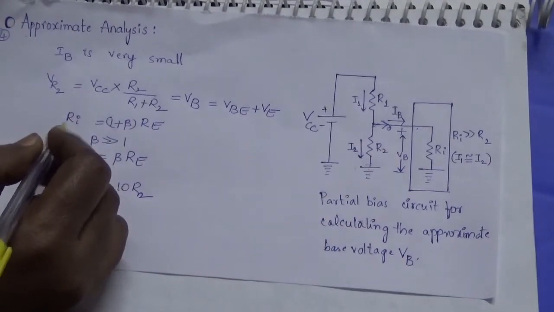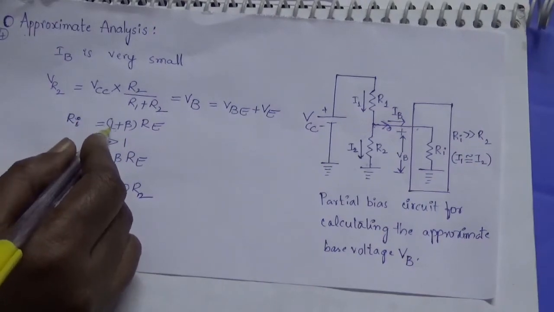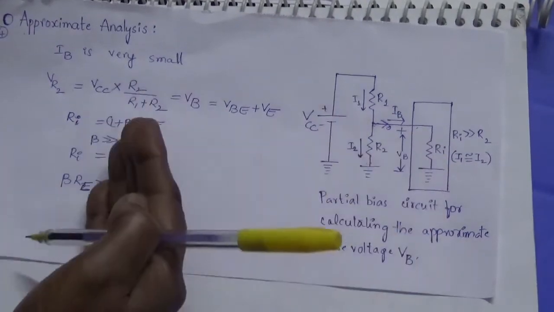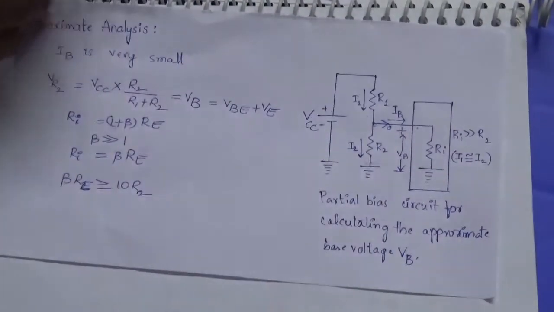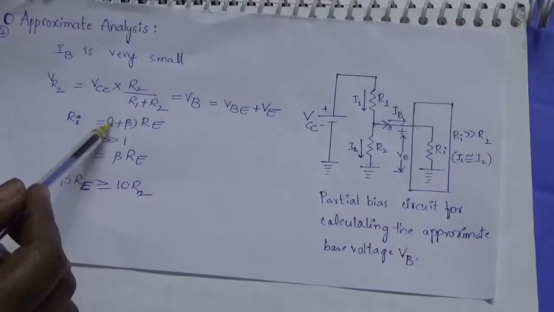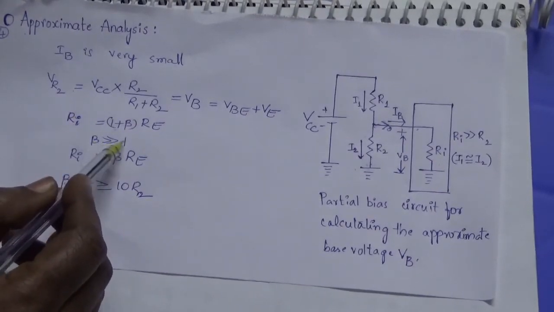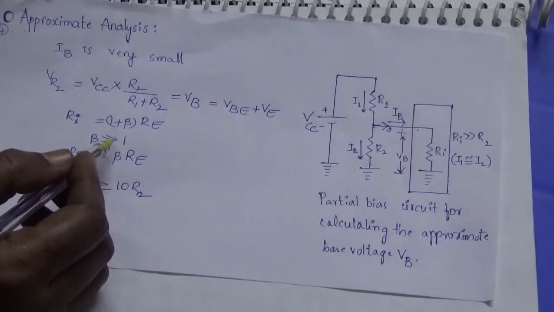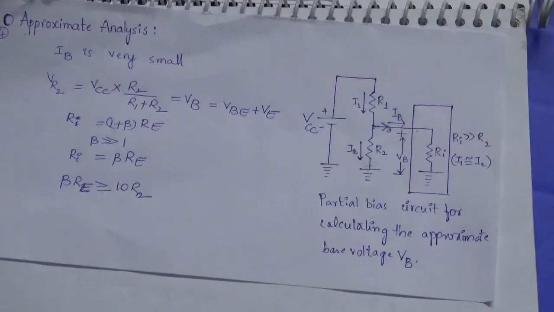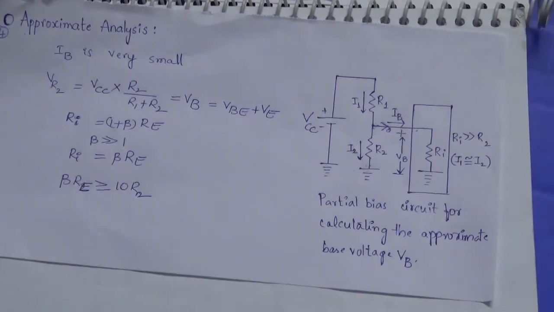Next, RI, the input impedance, is (1 plus beta) RE. To the input side, the emitter resistor will be reflected as (1 plus beta) RE, as we assumed, and beta is very, very much greater than 1. What did we take earlier? We took 140. So 140 is a very large number when compared with 1. So RI can be written as beta RE.